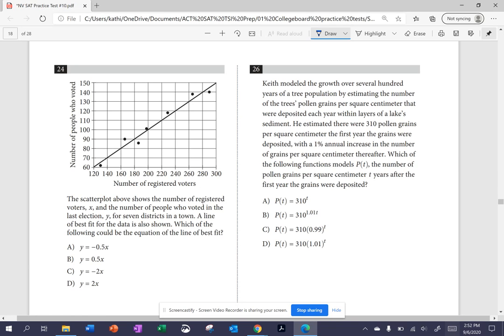So I know just looking at this, my slope is positive. So I know I can eliminate A and C because those are negative slopes. So now I just want to get an idea, is my slope a half or 2? So just picking 2 points, I'm going to pick these 2 points because those look the easiest. So slope is change in y, so 70 to 80 is 10, and change in x, 140 to 160 is 20. So 10 divided by 20 is a half. So my slope is a half.